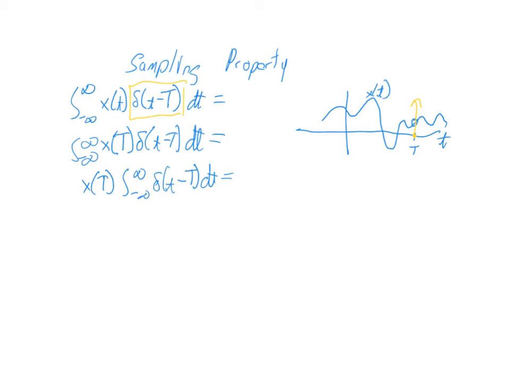So on the previous slide, we said that the area under the delta, which is what this integral is evaluating, is 1. So we just have x of capital T times 1 here. So I won't write the times 1. And the sampling property is exactly this. It says this integral that we started with gives us the value of x at time capital T.